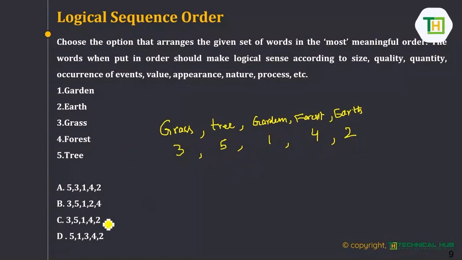Okay. So based on size, it is either smallest to largest or largest to smallest. So among the 5, grass is the smallest. Among the 5, earth is the largest. So this is the order.